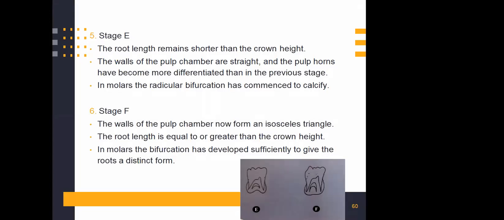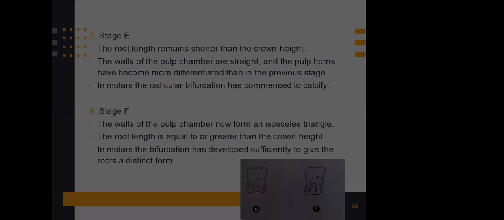In stage E, the root length remains shorter than the crown height. The walls of the pulp chamber are straight, and the pulp horns have become more differentiated than in the previous stage. In molars, the radicular bifurcation has commenced to calcify. In stage F, the walls of the pulp chamber have now formed an isosceles triangle. The root length is equal to or greater than the crown height. In molars, the bifurcation has developed sufficiently to give the root a distinct form.